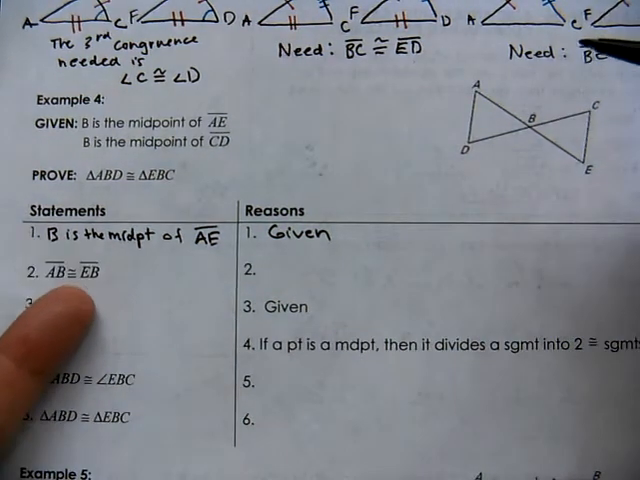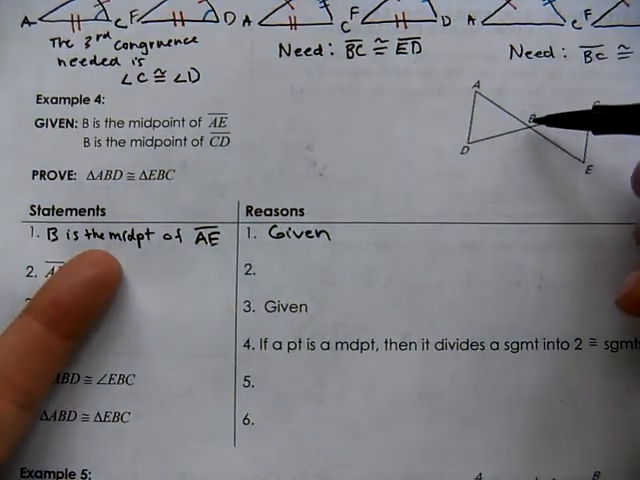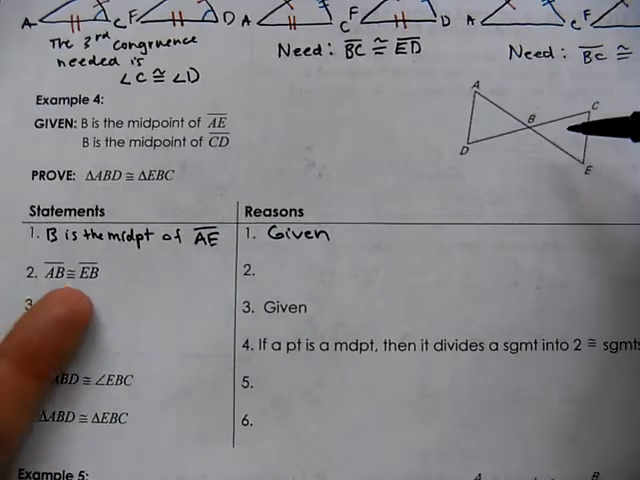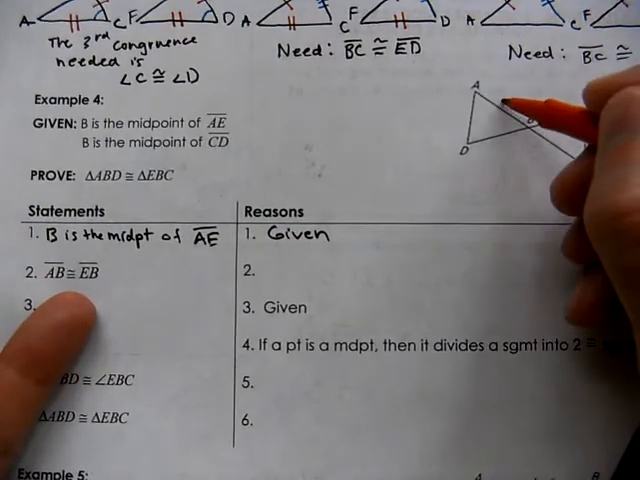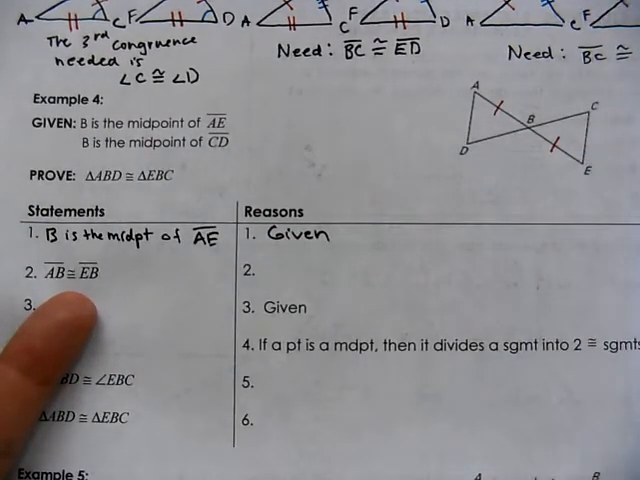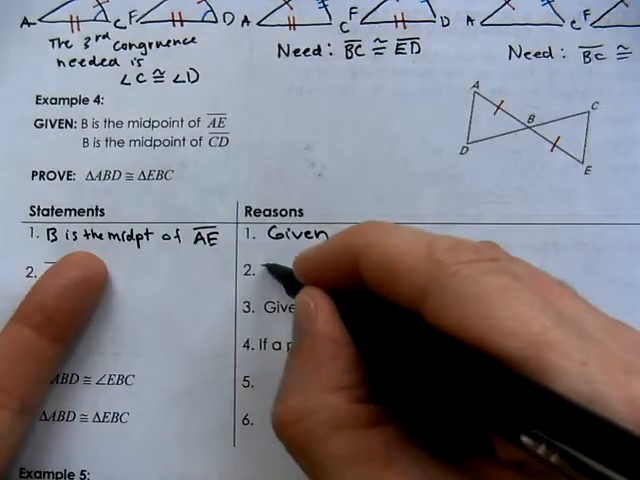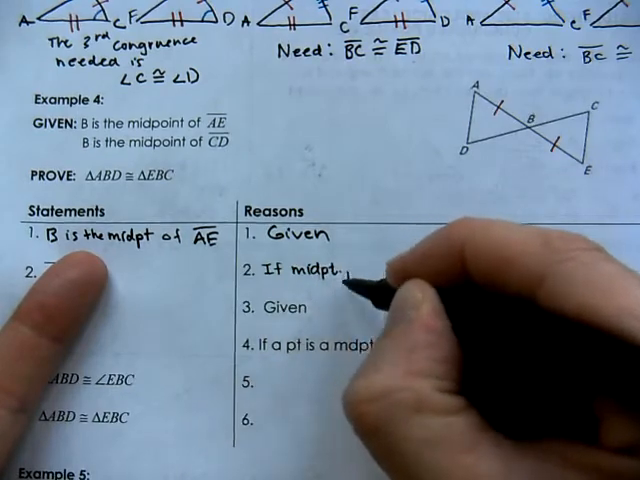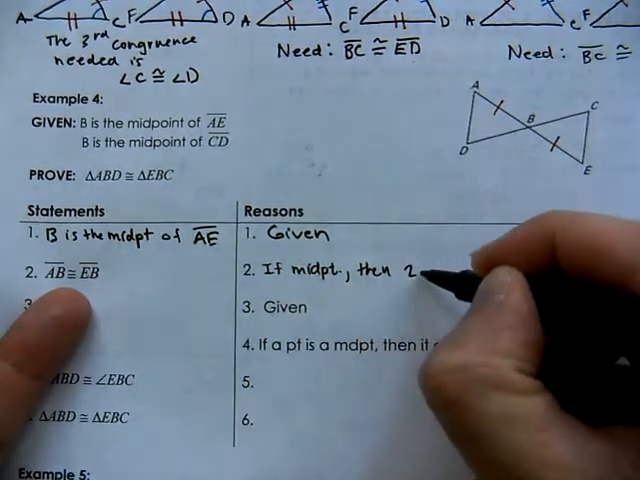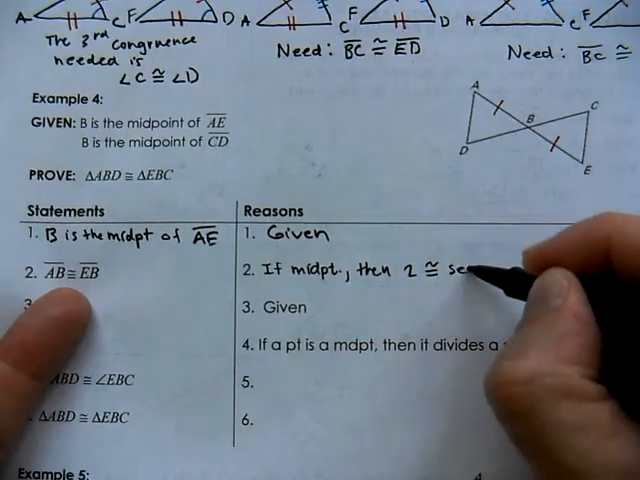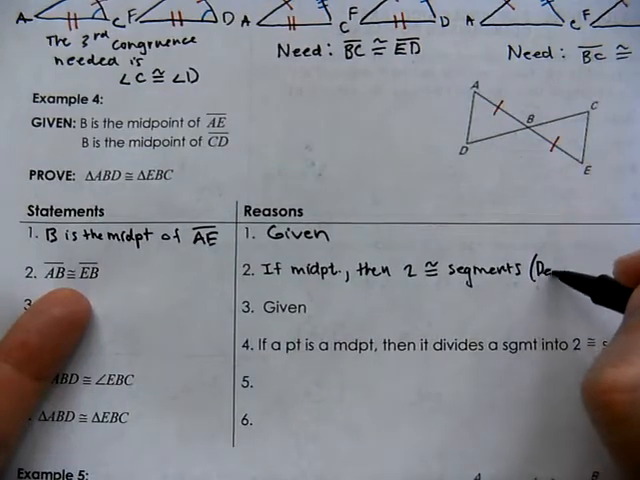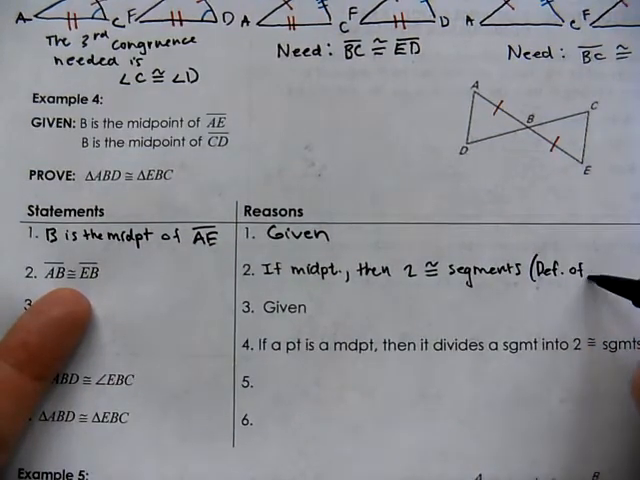So think of an if-then statement. If a point is a midpoint, then it creates 2 congruent segments. If you've named it, you've got to mark it, so put your tick marks on those. And if midpoint, then 2 congruent segments. This is your definition of a midpoint. You may remember that, and you could just write down definition of midpoint, and that would be okay.